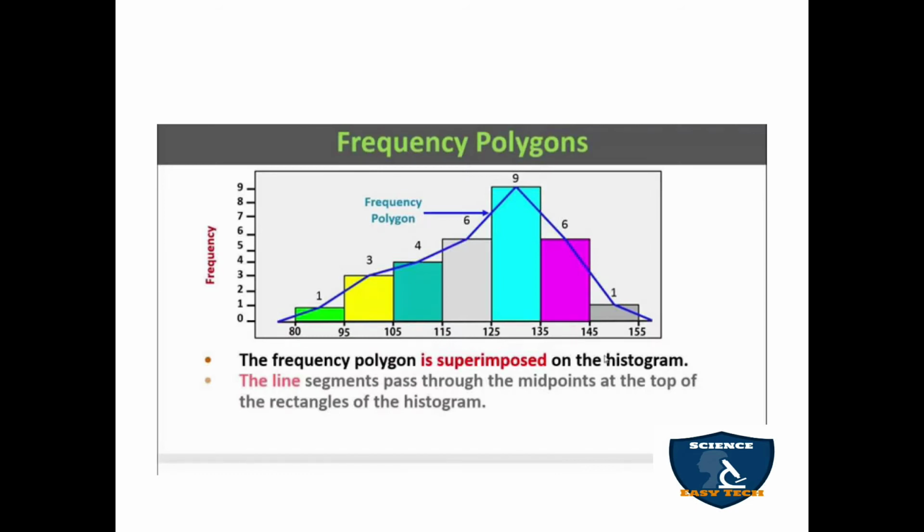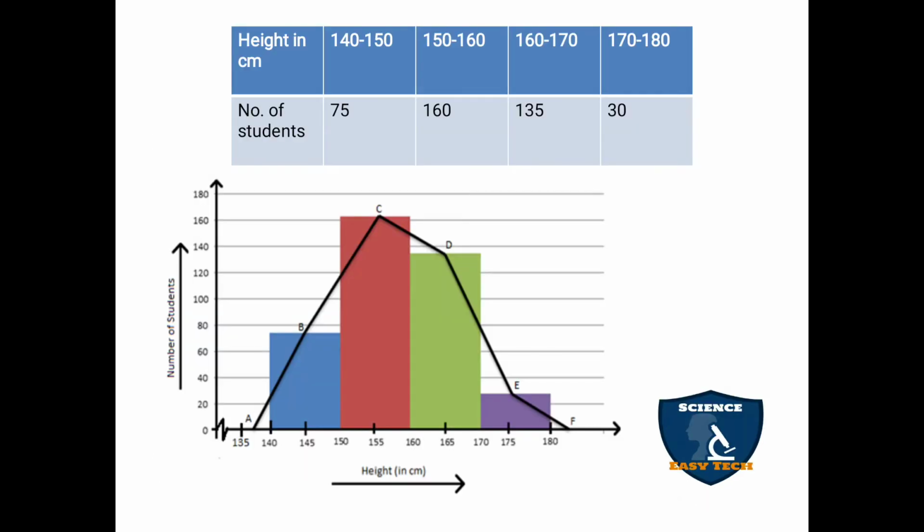See, you have to draw the histogram. Already I have told how to draw a histogram. In the histogram, in each rectangle, you have to mark the center point. In each column of the rectangle, you have to mark the center point and join the center points, which has been clearly represented by the blue color line. So this is called a frequency polygon.